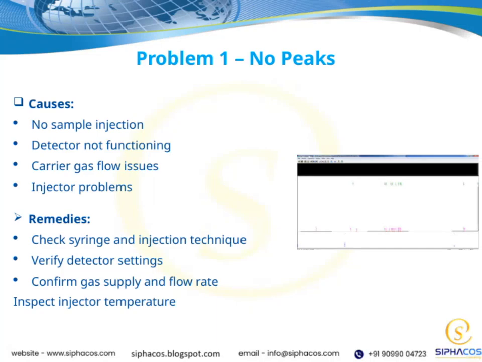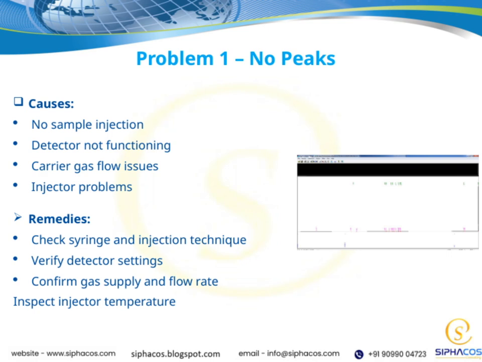Let's talk about the first common problem we might encounter, which is no peaks. This usually indicates that no signals are showing up in our analysis. The causes can vary, but some of the main ones include not injecting a sample at all, or the detector not functioning properly. Sometimes, issues with the carrier gas flow can also be to blame, or there could be problems with the injector itself.